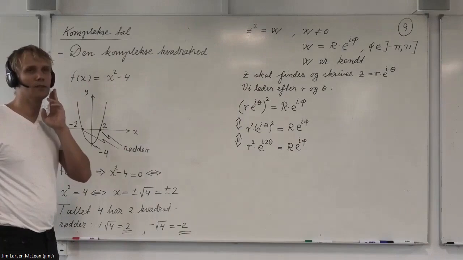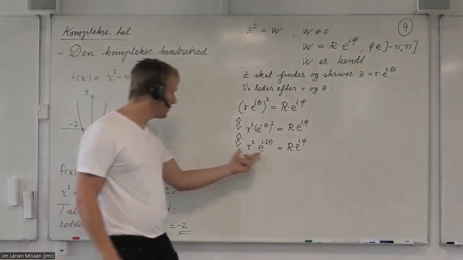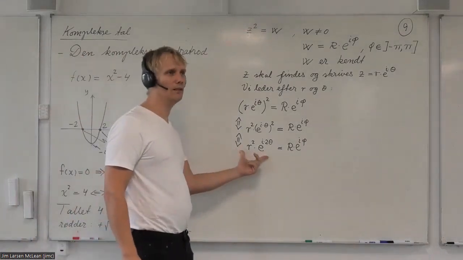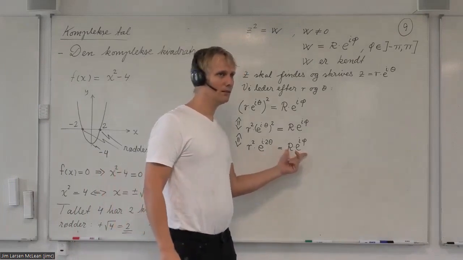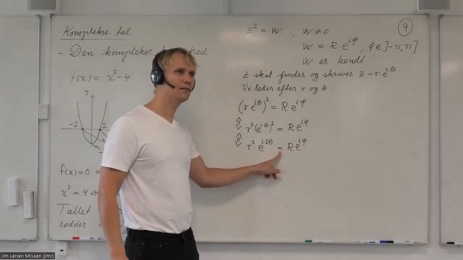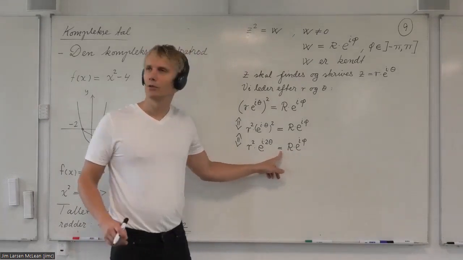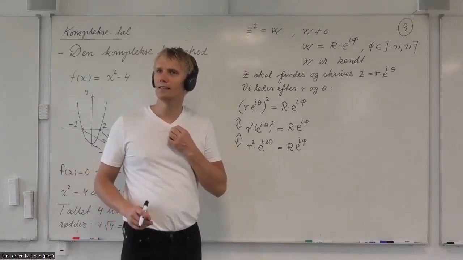And now I stop to think. What's on the left side? There's a complex number. What's on the right side? There's a complex number as well. And the equation shows they are the same. So it forces me to start thinking about when two complex numbers are actually the same.